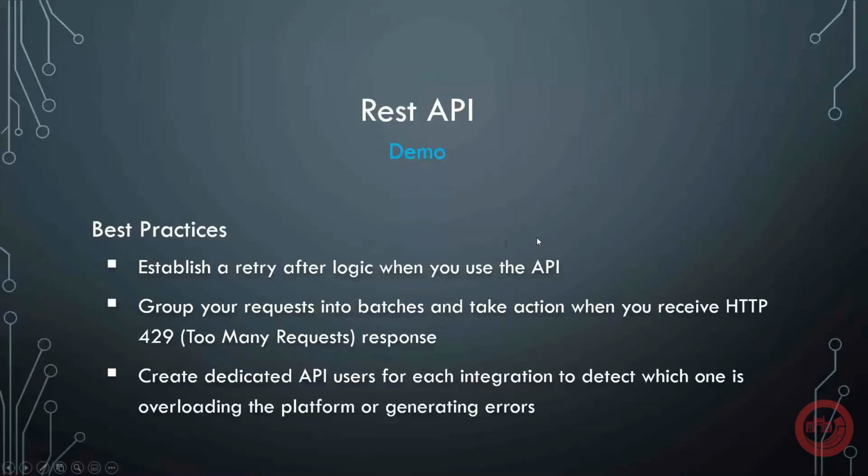So that's the REST API, and just to talk about some of the best practices. When you're implementing this REST API, always establish retry-after logic. When you use the API, you can run into too many requests, so have the retry logic, group your requests into batches, and take action when you receive a too many requests response. Another best practice is to create dedicated API users.